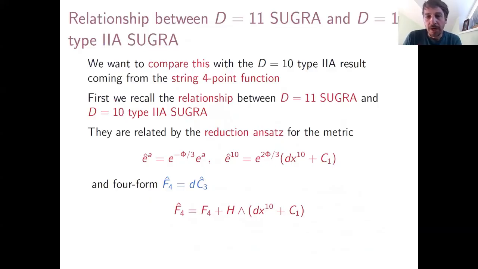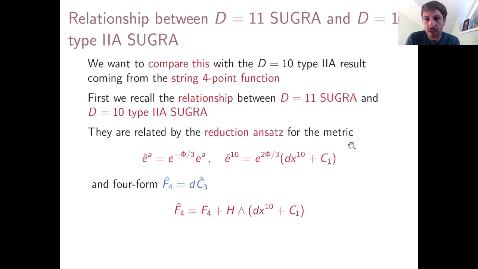But first, we should remember how we're supposed to relate the 11-dimensional theory to the 10-dimensional one. So let's remember how 11-dimensional supergravity is related to 10-dimensional supergravity. This is something that's explained in most textbooks. It involves taking a very specific reduction ansatz. So it's not the usual straightforward Kaluza-Klein reduction. It's slightly more complicated. It takes the following form.